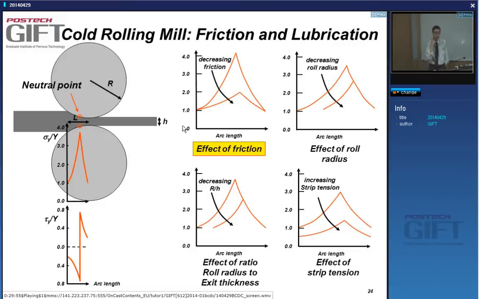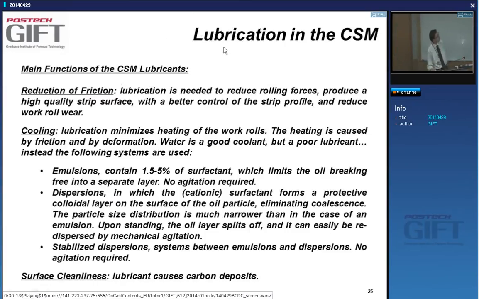Now, in the hot strip mill, this reduction of friction through lubrication was difficult to achieve. But you can achieve it very easily in the cold strip mill. And so we're going to take some time to discuss lubrication in the cold strip mill. What are the functions of the lubrication? Well, number one, of course, most important is reduction of friction. Because then you have a direct economic and technical advantage: a considerable reduction of rolling forces. And because of that, you also have a higher quality strip surface, better control of the strip profile, and reduced work roll wear. So it is very important to have lubricants whenever you can.